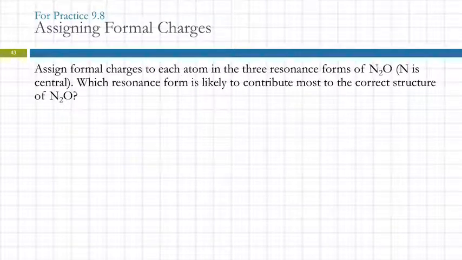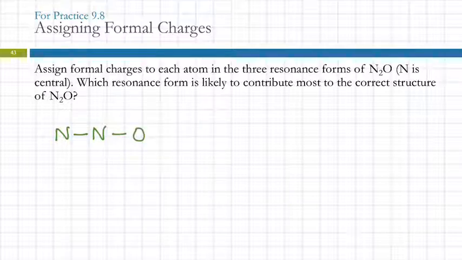Assign formal charges to each atom in the 3 resonance forms of N2O. Nitrogen is central. Okay, that's not something that would be obvious, so we're telling you. Put nitrogen in the middle. Which resonance form is likely to contribute most to the correct structure of N2O? Okay, so we've got nitrogen in the middle, and a nitrogen on one side and an oxygen on the other side.